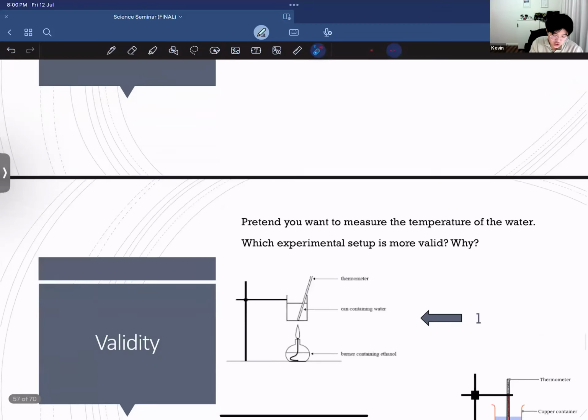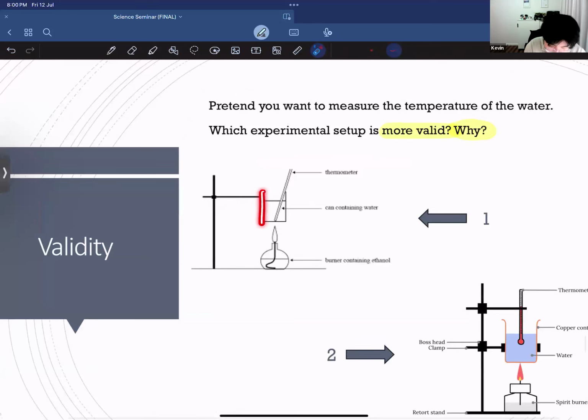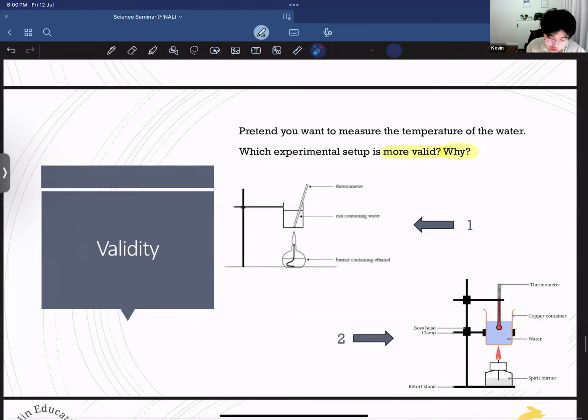Now, I have a question for you. Take 20 seconds to think about this. Pretend you want to measure the temperature of the water. Which experimental setup is more valid and why? To give you a bit of context, this is a can, this is a flame, you're warming up the can and the water, and this is a thermometer to measure the temperature.